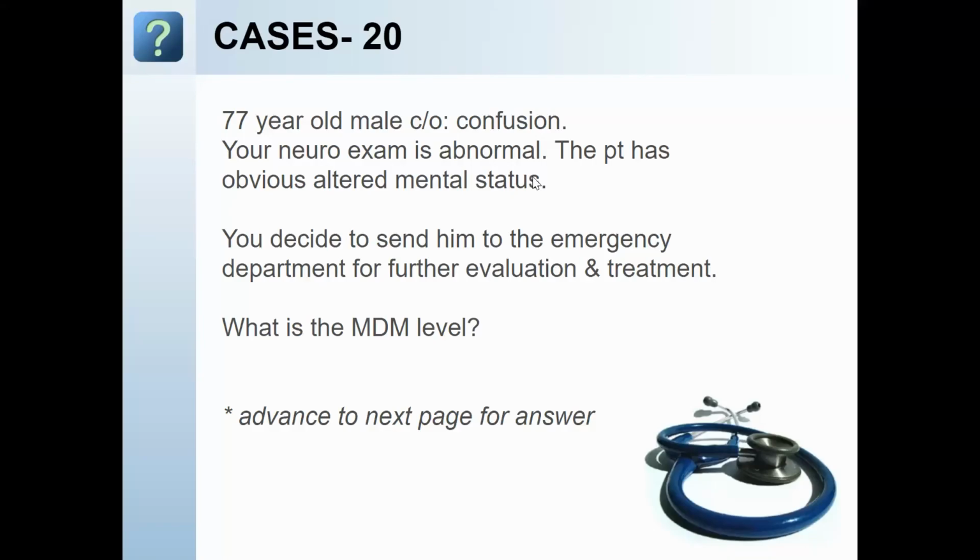Okay, so let's look at cases for 20. A 77-year-old male comes in with confusion. Your neuro exam is abnormal. The patient has obvious altered mental status, and you decide to send him to the emergency department for further evaluation and treatment. What is the level of medical decision making? And let's look at this for just a minute.